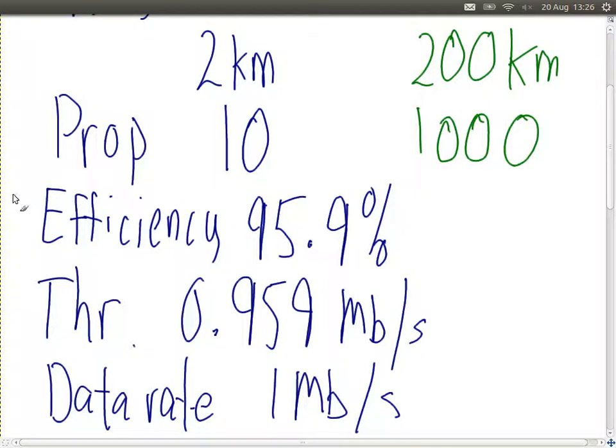Does anyone have the number for the throughput? I'm sure someone does. I see several calculators. What's 8,000 divided by 10,321? 775,118. Sounds right.